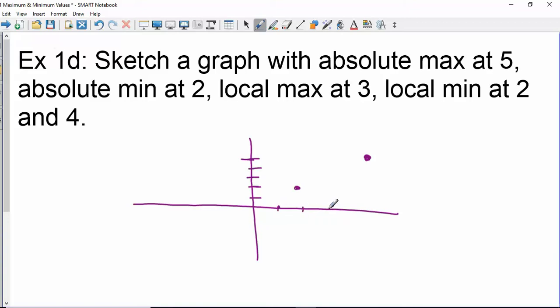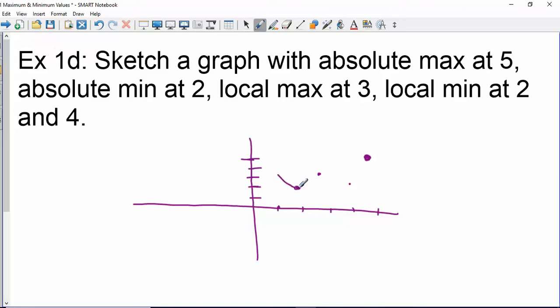I have a local max of 3, so somewhere I have to hit 3. And a local min at 4.